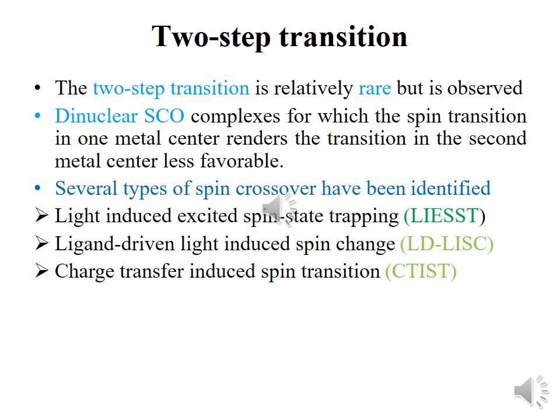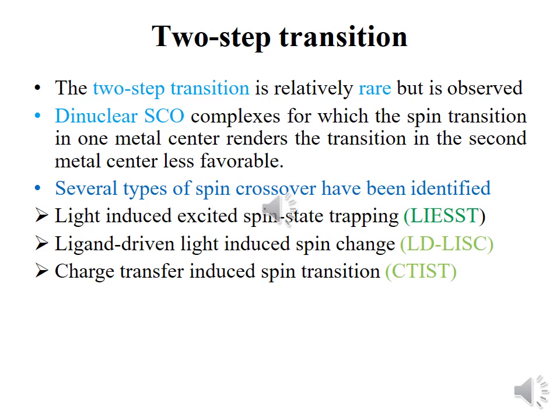In cooperative systems, we say that the spin crossover changes due to the communication between the neighboring metal complexes in the two-step transition. Then we study the types of spin crossover complexes.